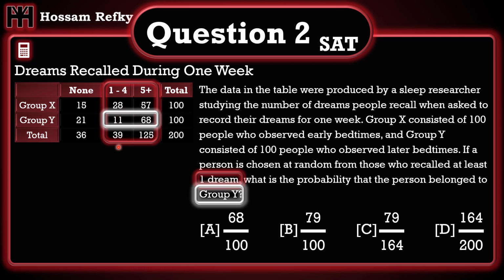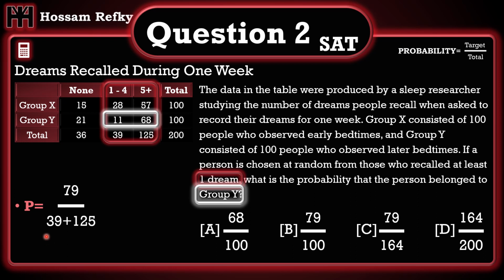So remember the probability, it's the target over the total. Our target here is 11 and 68. So it's 11 plus 68 over the total. We can take all of these numbers, these 4 numbers, 28, 57, 11 and 68, and add them, or we can take their totals. 39 is the total of 28 and 11, and 125 is the total of 57 and 68. You have the choice, do whatever you want.